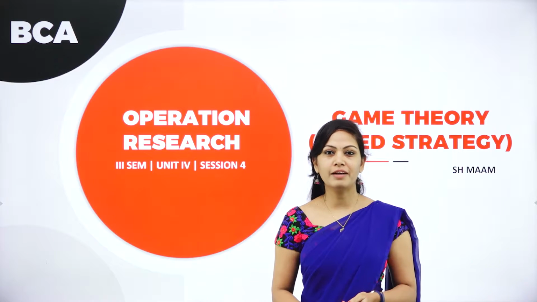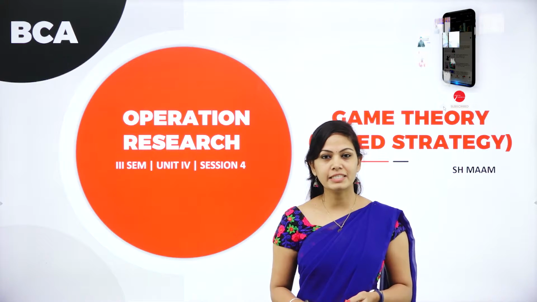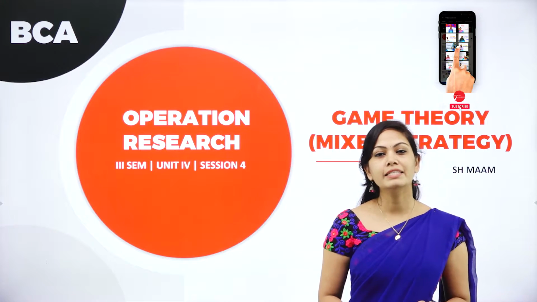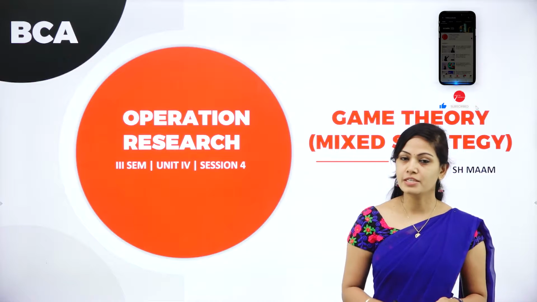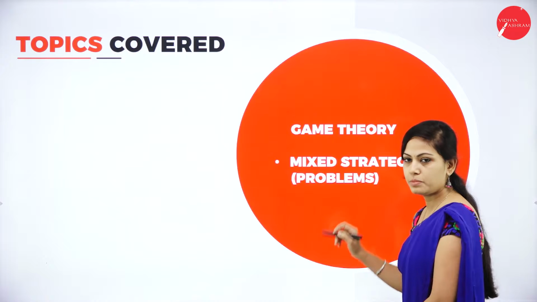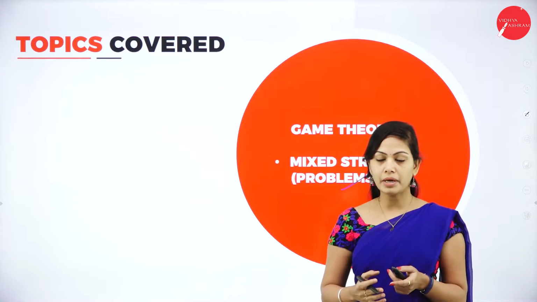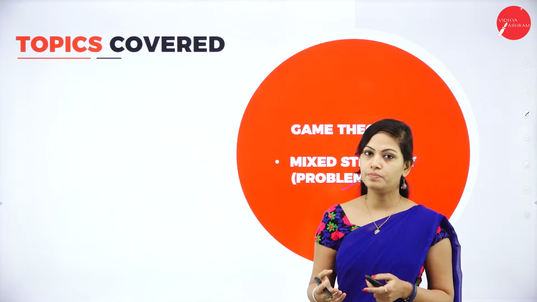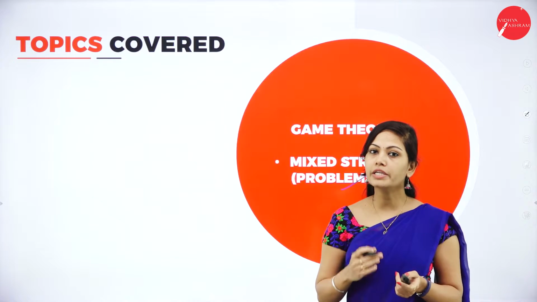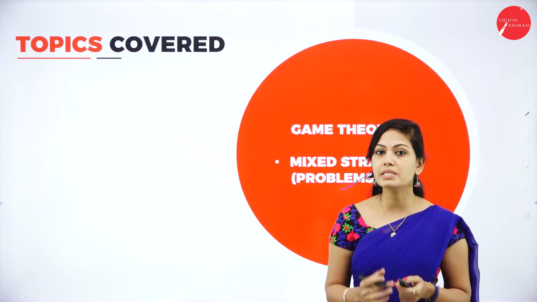In my last session, I discussed the problems based on pure strategy, right? What is strategy? Strategy means the course of action taken by a player. We have two types of strategy, that is pure strategy and mixed strategy. So I discussed pure strategy in my previous session, and today I will discuss the problems on mixed strategy. So what is pure strategy? If your minimax value is equal to the maximin value, that means it has a saddle point. If your minimax value is not equal to the maximin value, you will not get the saddle point. That is called mixed strategy.